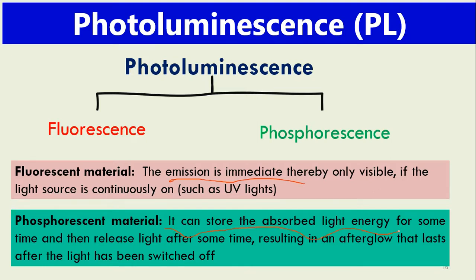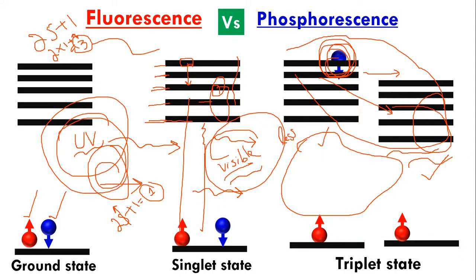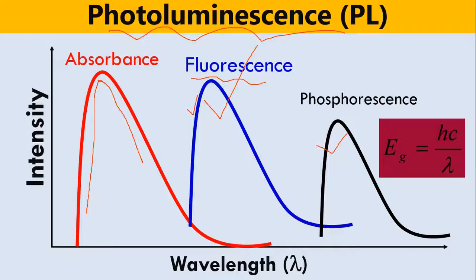absorbed light. As we explained, if you look at this first graph, it shows that the fluorescence wavelength is longer than the absorbance but shorter than the phosphorescence. Why?